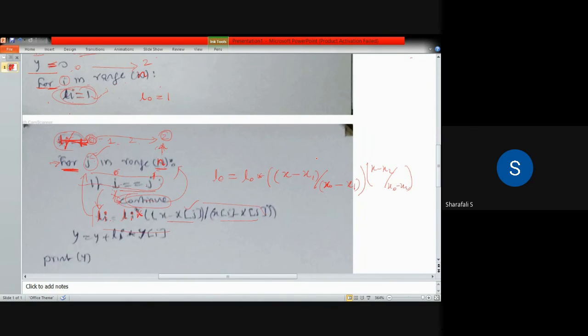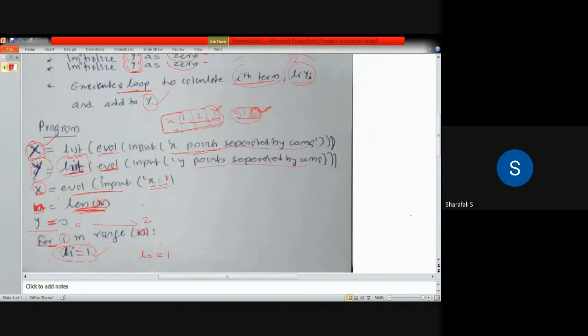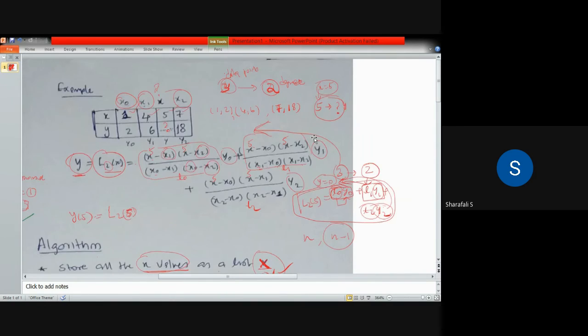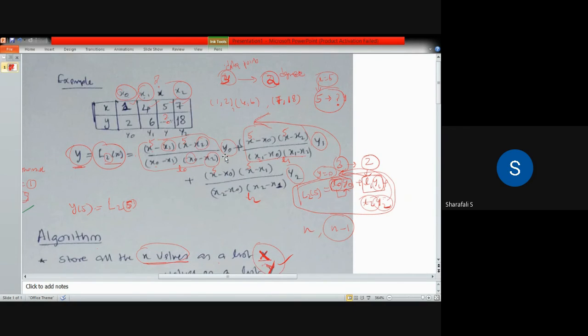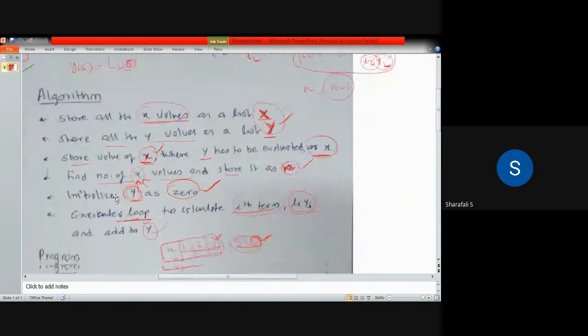This program will run, and next time it will not run, because next time it will go beyond that range. Beyond the range of that n, which means n is nothing but the length of that list. If you go beyond that, then it will exit. Then it will go to the first for loop, so in that case we have to consider the first for loop.